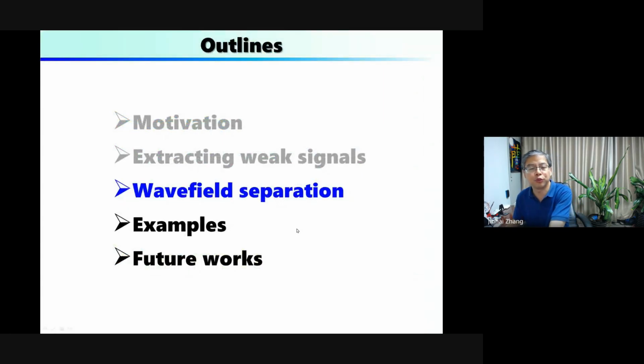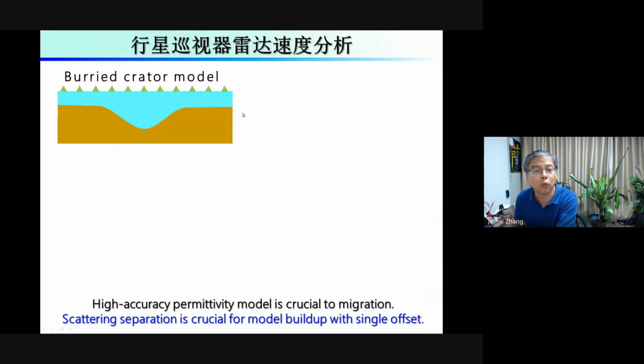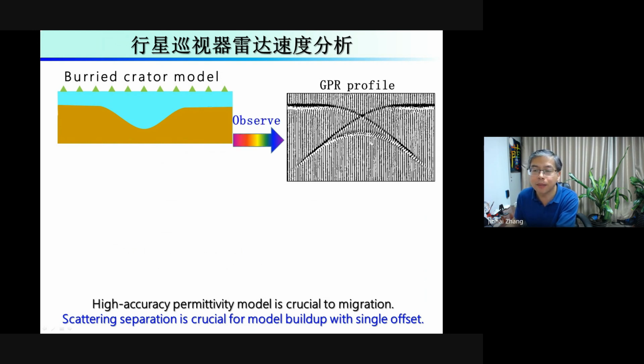Next, let's move to the wavefield separation. Both on Mars and the Moon, we have many craters. The typical model of the shallow structure of the Moon is the buried crater model. Here is the buried crater, and here is the regolith over it. After we detect using either rover radar or orbital radar, GPR, we can see such a profile. That means such a shape can be mapped into such a kind of shape.